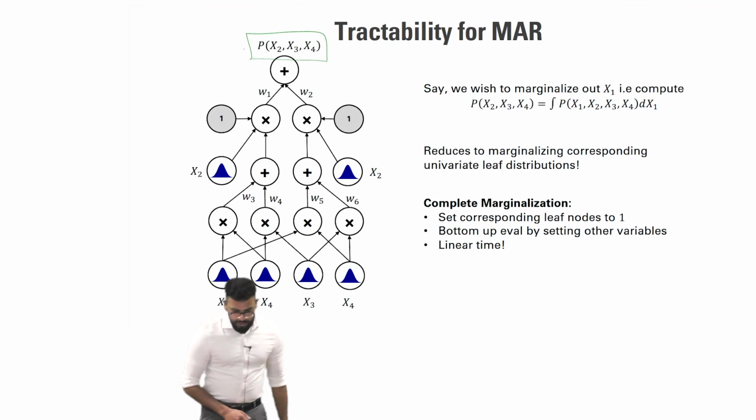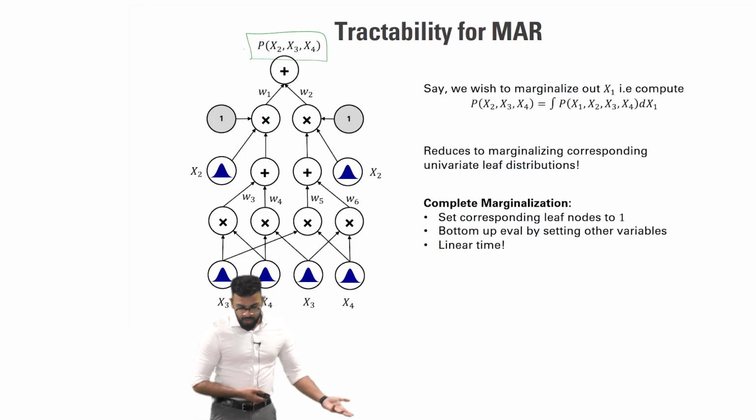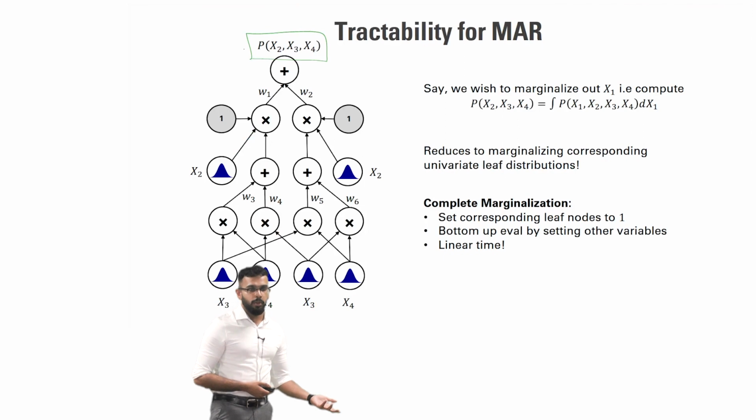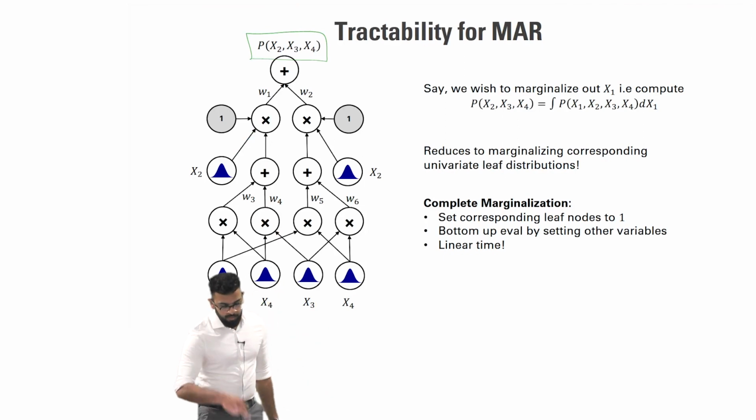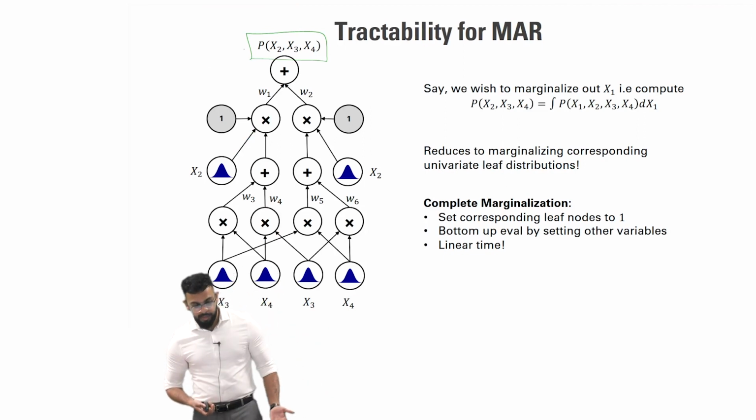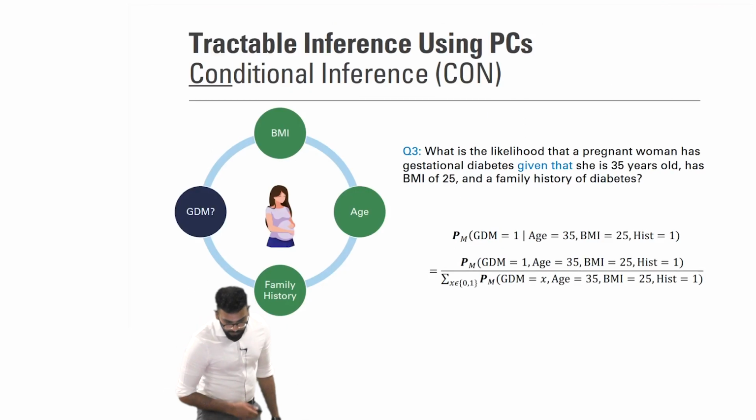Okay, so that's marginalization. How much time does it take to do marginal inference over a PC? It's basically a bottom-up pass, so it's linear time in the size of your model.